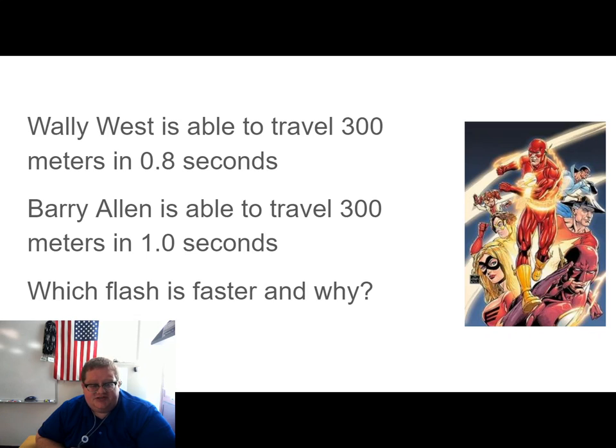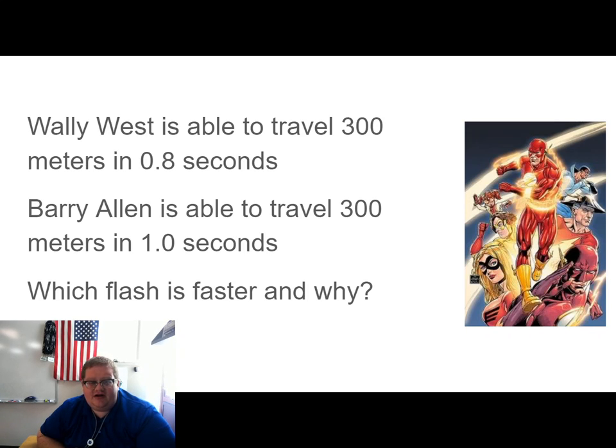Well, it's probably obvious to you, right? It's got to be Wally West. But why is he faster? The reason why he's faster is not because he travels further. They traveled the same distance, but rather he traveled that distance in less time. And so speed is what we're talking about today. Speed is a relationship between distance and time.